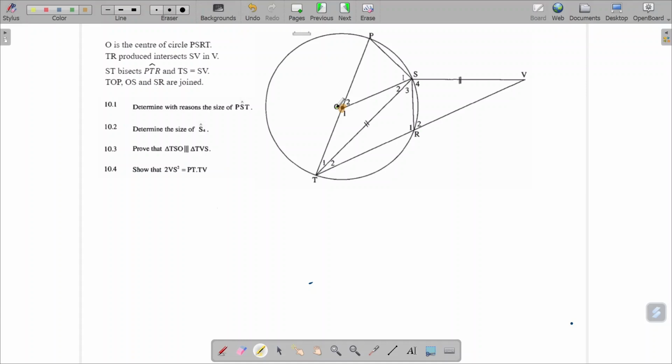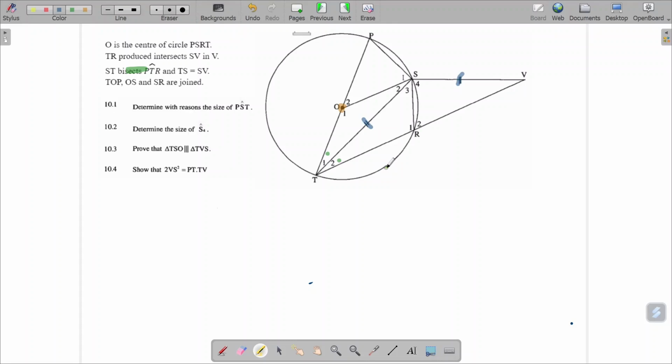Yes, I can see that. And ST bisects PTR. The meaning of that word bisecting there is that therefore these two angles are equal to one another. So we know that T1 equals T2 because they tell us that ST bisects that angle. We are told that TS is equal to SV.